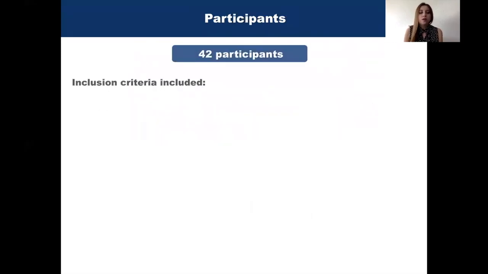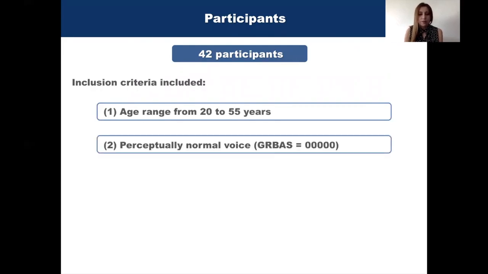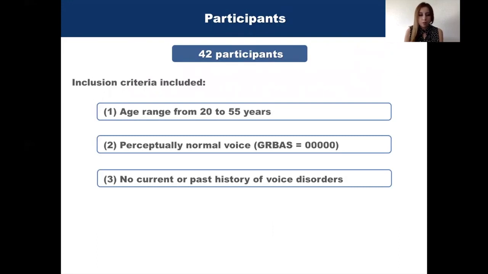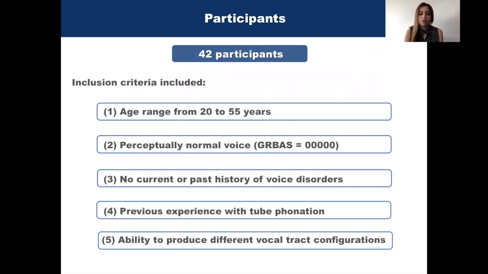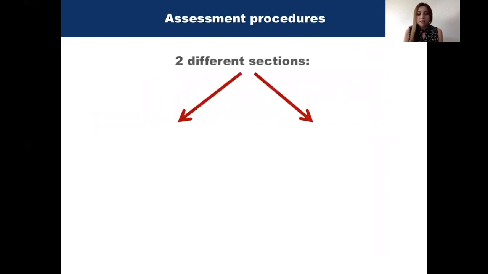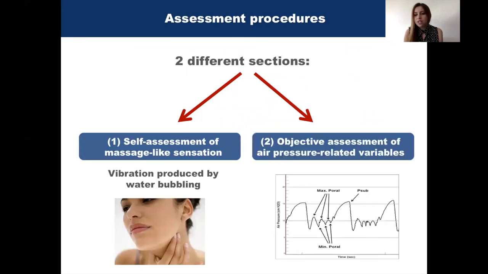42 participants were included in the present study. Inclusion criteria included an age range from 20 to 55 years, perceptually normal voice, no current or past history of voice disorders, previous experience with tube phonation, and ability to produce different vocal tract configurations. The entire assessment session consisted of two different sections: self-assessment of massage-like sensation, meaning the vibration produced by water bubbling, and objective assessment of air pressure-related variables.